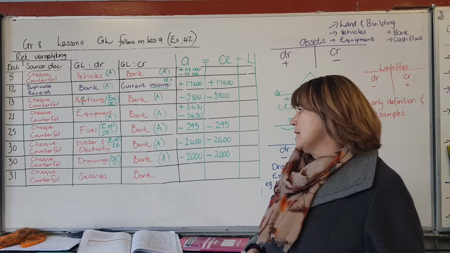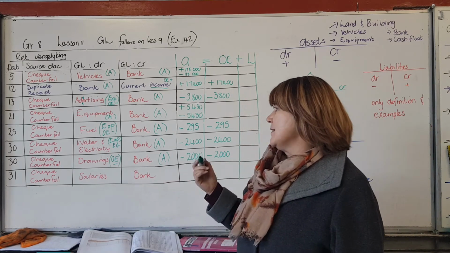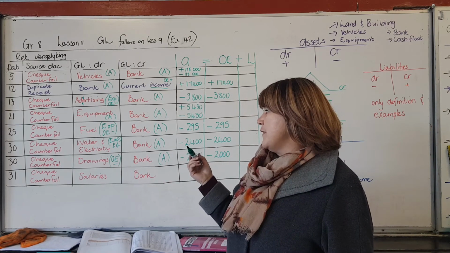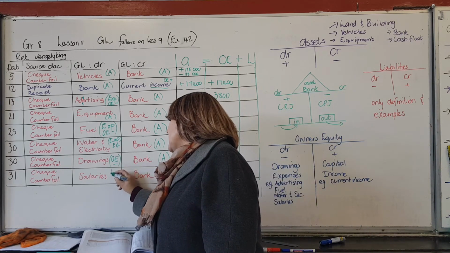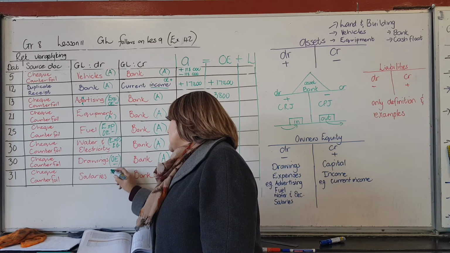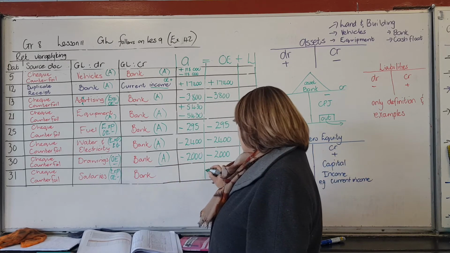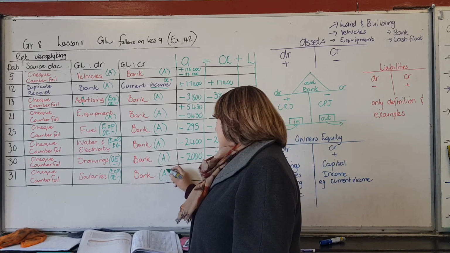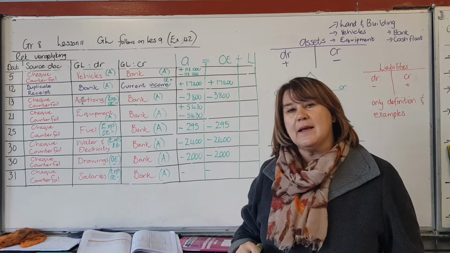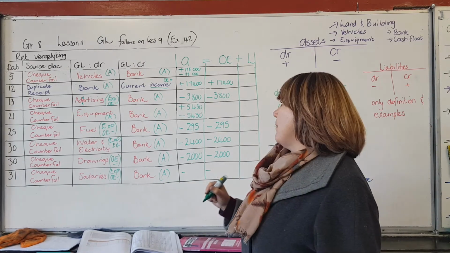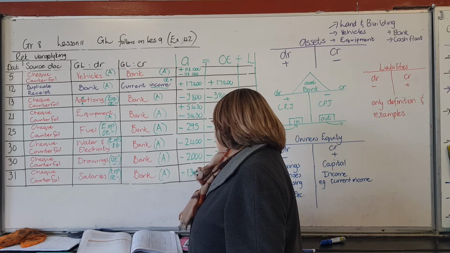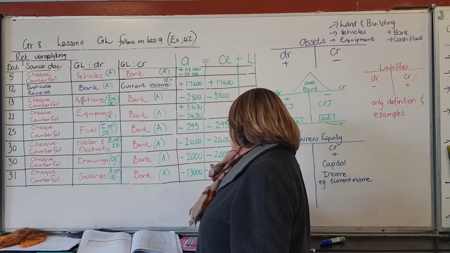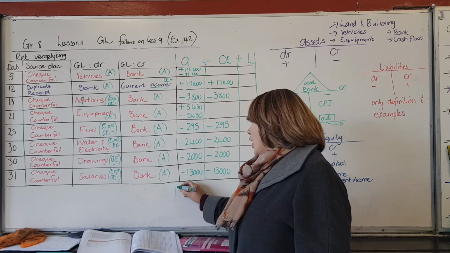And then the last one is going to be exactly the same as the 13th, the 25th, and the first one on the 30th. Because what's salary? Salary is an expense. An expense decreases my owner's equity. And bank is an asset. And money went out of my bank account. I made a payment. So my bank account decreases with an amount of 13,000 Rand.